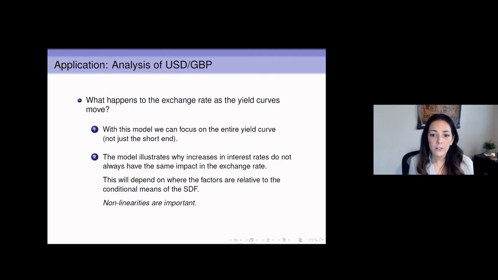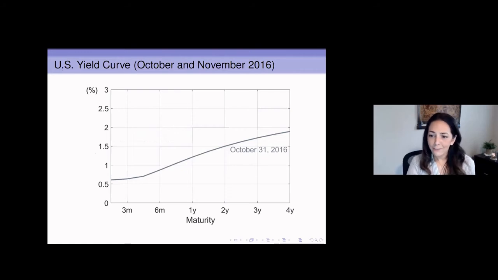So if you need to understand the impact of interest rate movements on the exchange rate, you really need to think about whether the interest rates are really low or really high, whether the slope is steep or flat, because that's going to matter a lot. So nonlinearities are important. Now, this is fitting for today because I'm going to show you the yield curve for the US. This is for a specific date, October 31st of 2016.